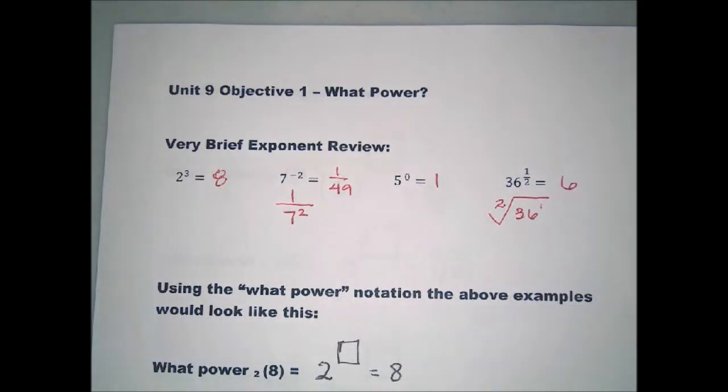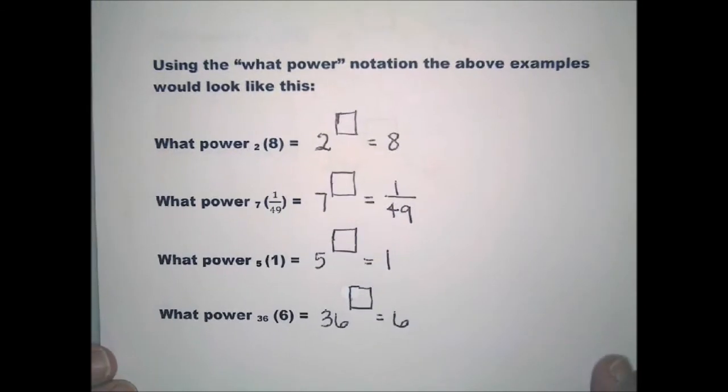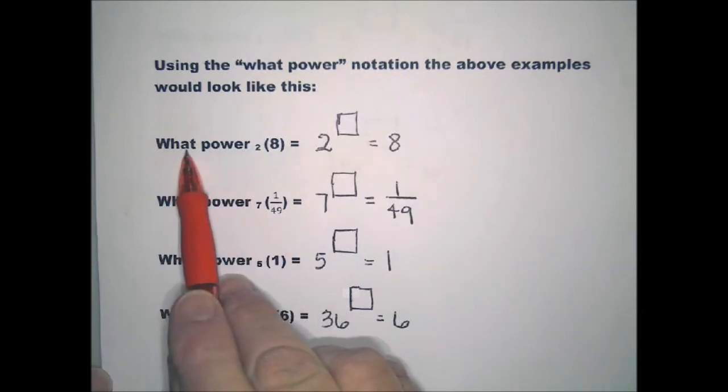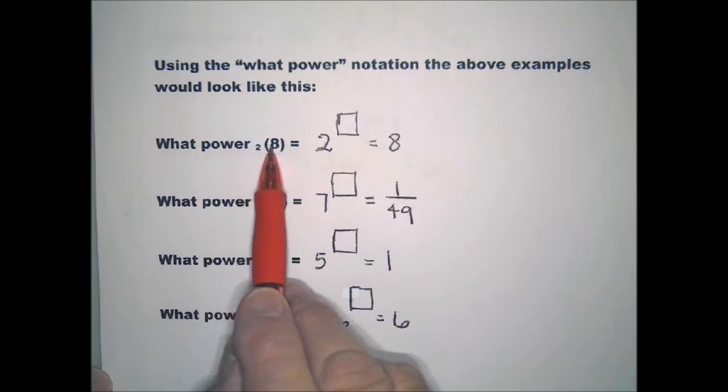So there's a few rules right there that it's going to be important that you remember and know how to use. We're going to use some more rules, but those are the basic ones for right now. Now moving on to objective 1, the what power notation. I'm going to use the same examples I just did, but we're going to use the what power notation. When you see something like this, what power turns the number 2 into the number 8?